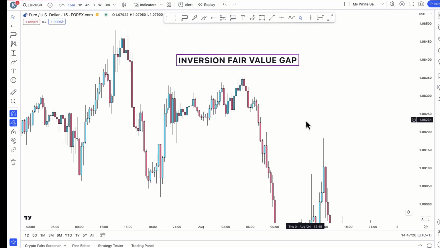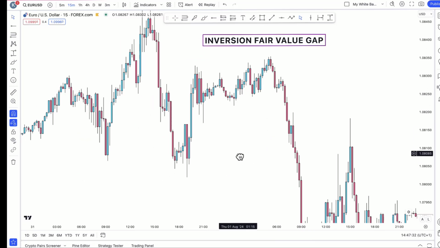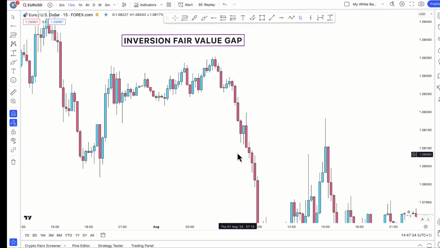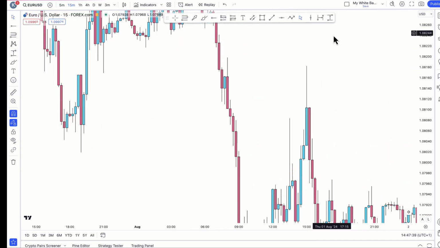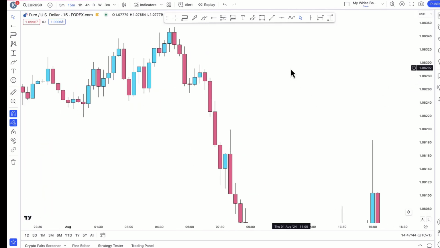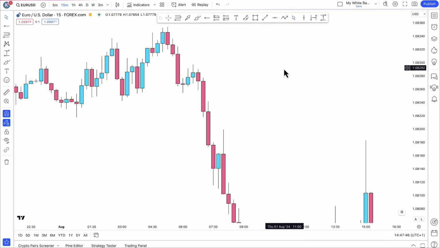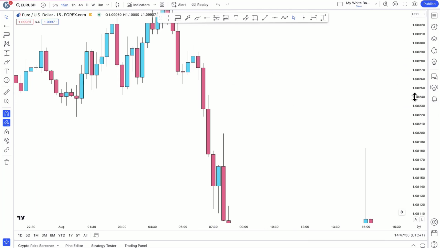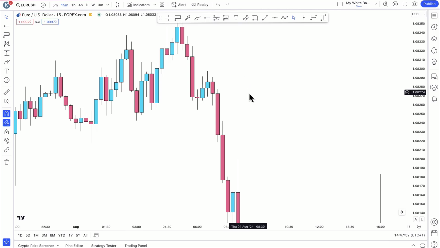What exactly is an inversion fair value gap? Now let me start by telling you what a fair value gap is. We have the conventional fair value gap. A fair value gap is simply a type of price action where we see three candles that traded through each other, but then there is a gap or imbalance between them. Let me show you that.